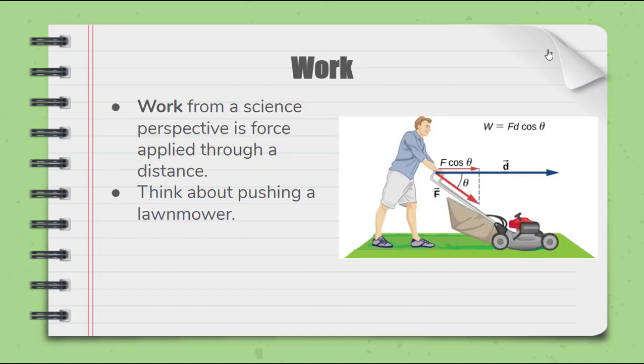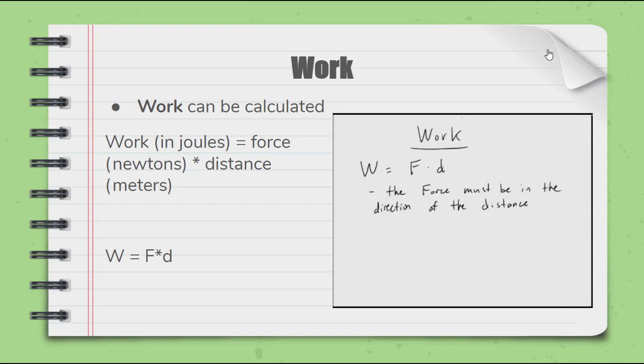So let's talk a little bit about work from a physics perspective. Work from a science perspective is force applied through a distance. So think about pushing a lawnmower. As you push the lawnmower, you are applying a force, and the lawnmower moves a certain distance. So you can calculate the amount of work by knowing the amount of force you apply, as well as the distance that the object travels. So again, work can be calculated. Work in joules is equal to the force in newtons multiplied by the distance in meters. So pretty straightforward to just simply plug those into your calculator and solve for the right answer for work.